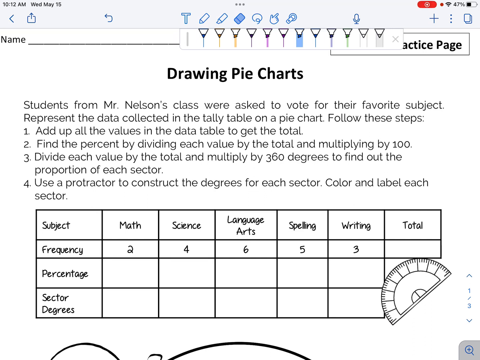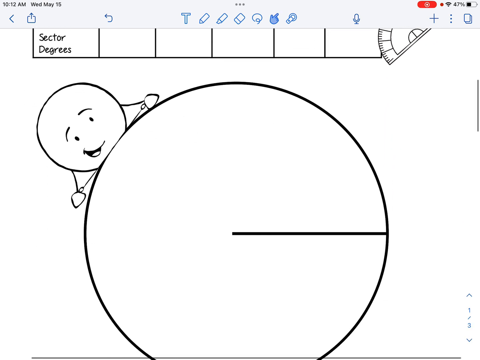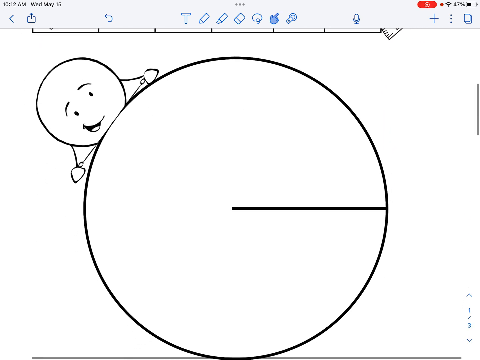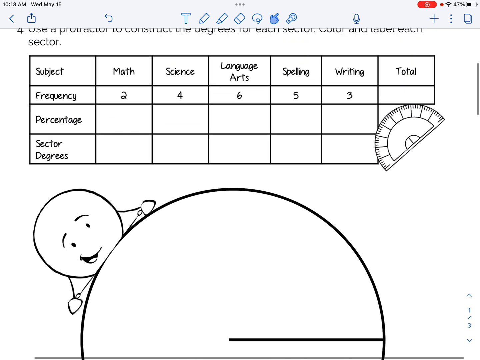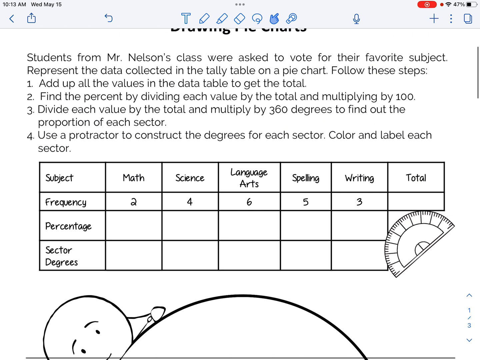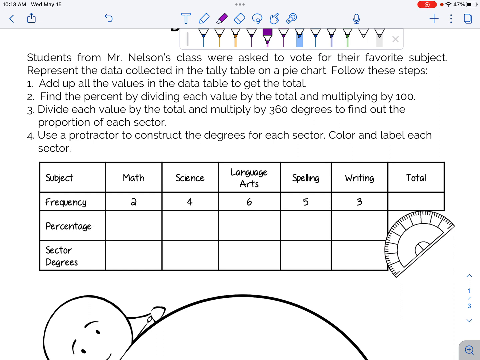Hey class, today we are trying to draw some pie charts. So you'll notice down below, this circle is empty. We are going to cut it into segments or slices and then put in the values of those segments. This story is about kids who are voting for their favorite school subject.